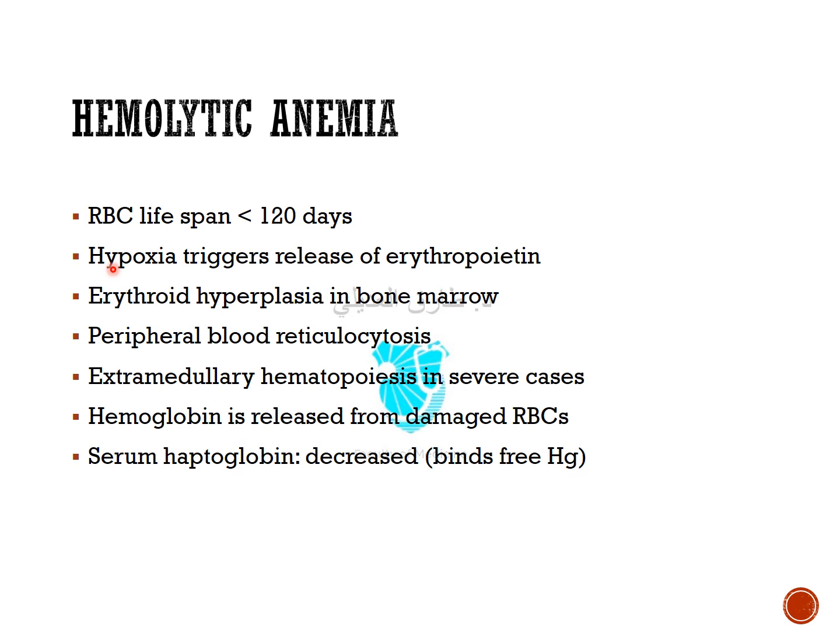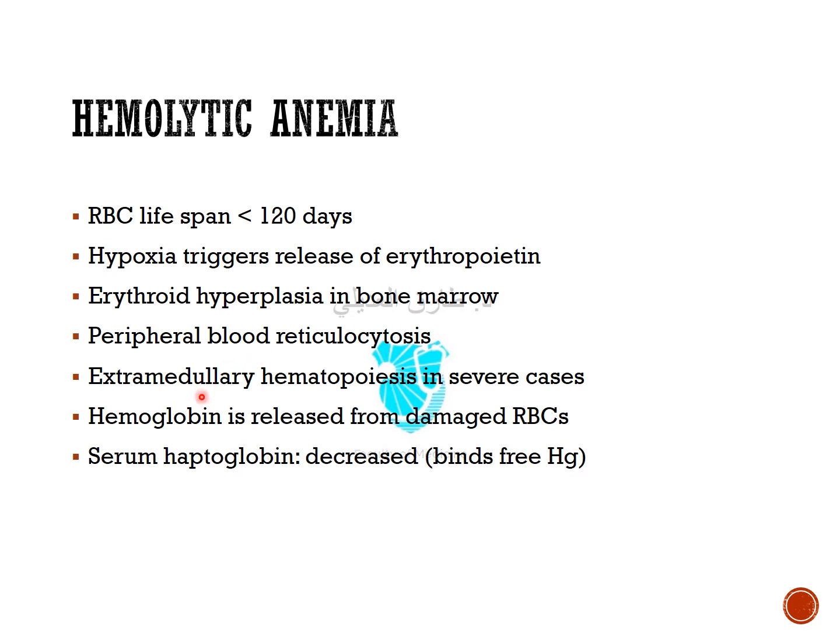So the patient will have hypoxia, which triggers the release of erythropoietin. It causes compensatory hyperplasia of erythroid cells in the bone marrow, and the patient will have reticulocytosis. So this is a hallmark difference between hemolytic anemia and anemia of decreased production. In this one, we have reticulocytosis. The percentage of reticulocytes in the peripheral blood is high. It is above the normal.